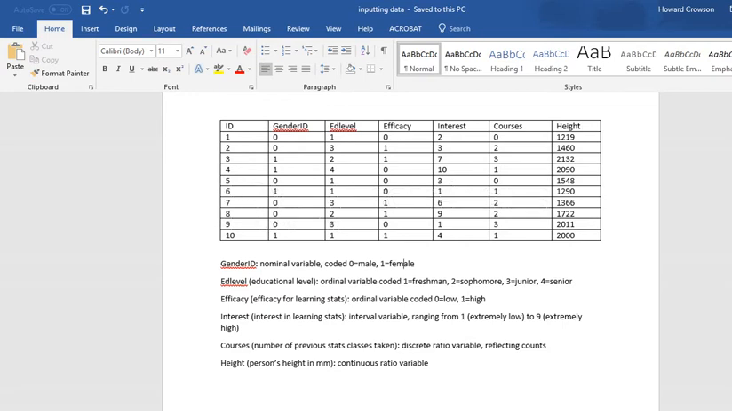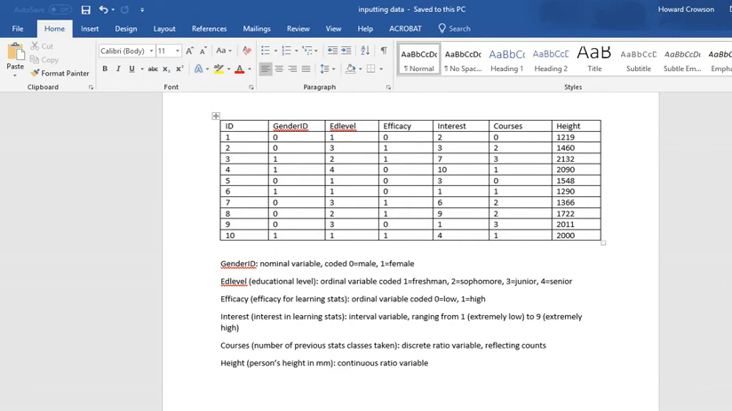And basically with ordinal variables, what we're working with is a variable where the values on the variable reflect a relative ordering on that characteristic. So it doesn't reflect any kind of absolute amount of a characteristic or anything of that nature, but it does reflect a rank ordering on that characteristic. So a value of 0 would reflect low efficacy, a value of 1 reflects high efficacy.